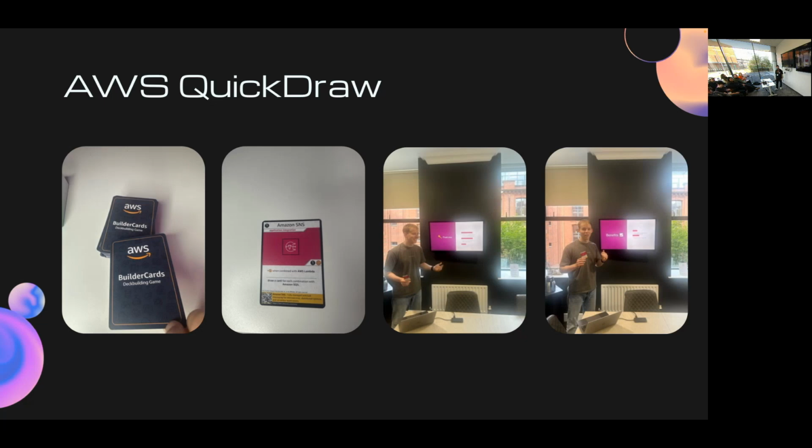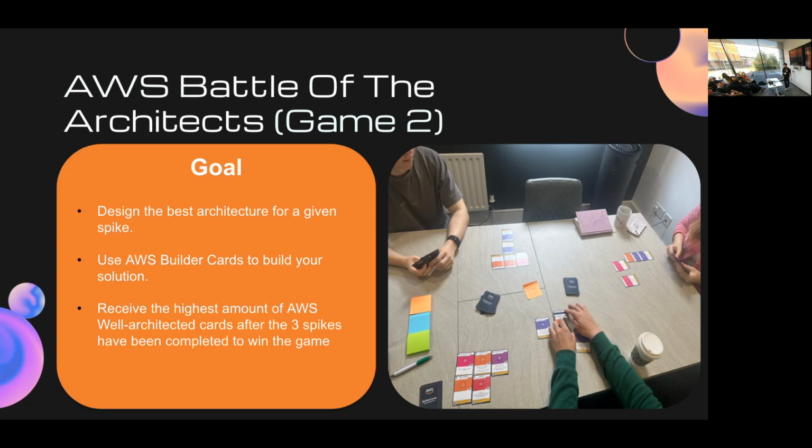In his 1-minute presentation, he covered what SNS is, some of its key features, common use cases, and then the benefits it offers. This not only helped him learn about a service that he hadn't heard of before, but also gave him confidence to present his findings to the group. And as you can see, AWS Quick Draw is a good way to quickly learn about an AWS service, but sometimes you want to take things up a notch and dive deeper into how these services can work together in a real-world architecture. And that leads us to our next game, AWS Battle of the Architects.